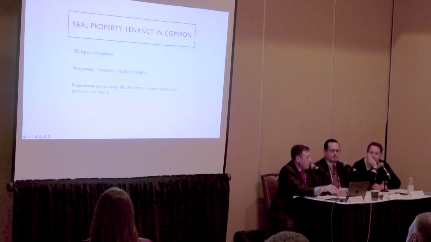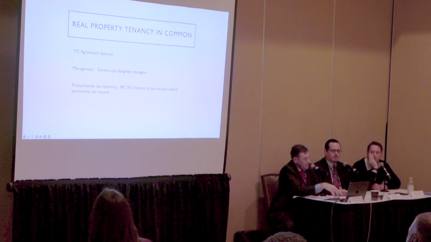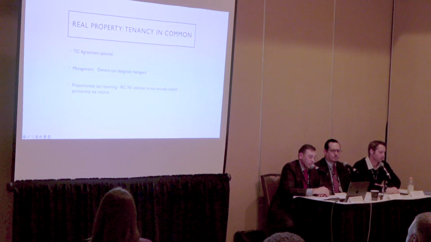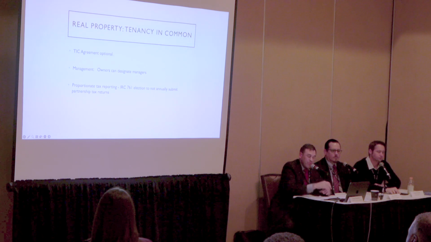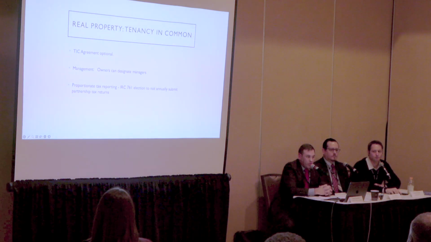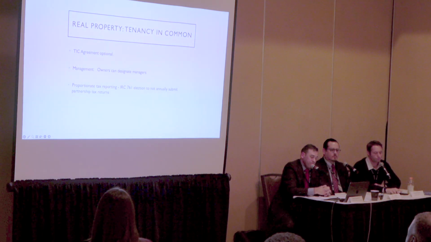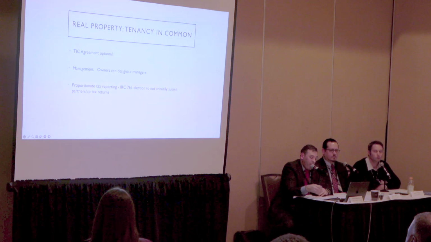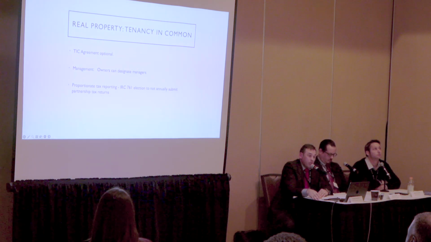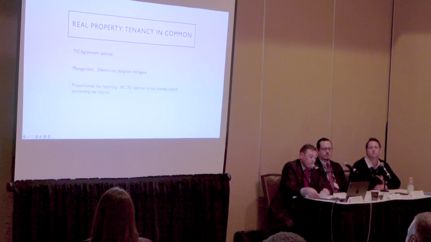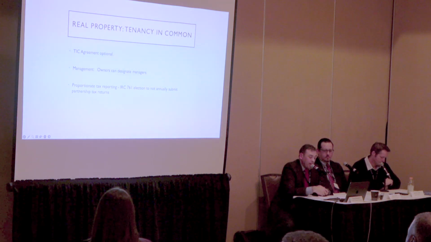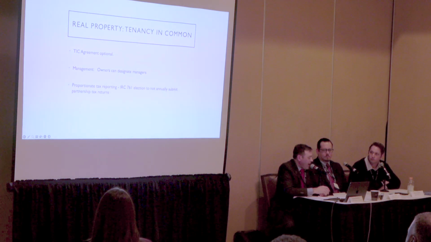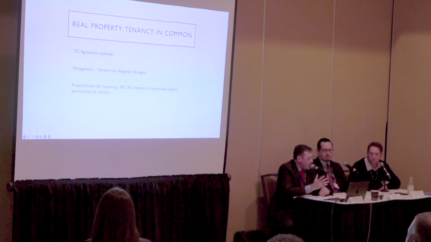Okay, and then the other form, very common, tenancy in common. This is the default form of real property ownership. Effectively, it's a joint venture. It is a partnership. You can designate different percentages of ownership on the deed. You can also designate managers through agreement. And I think the default is to have proportionate allocations of income and liabilities.